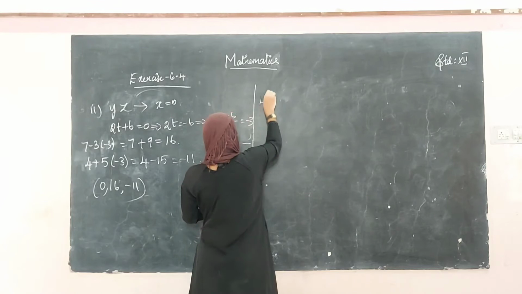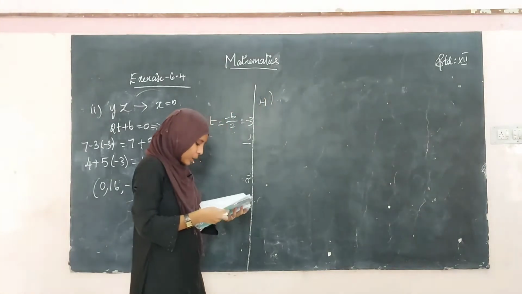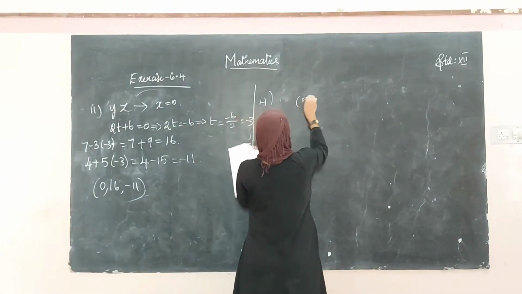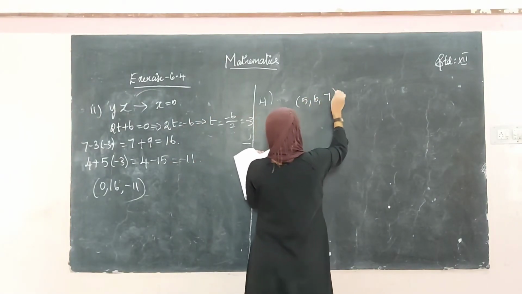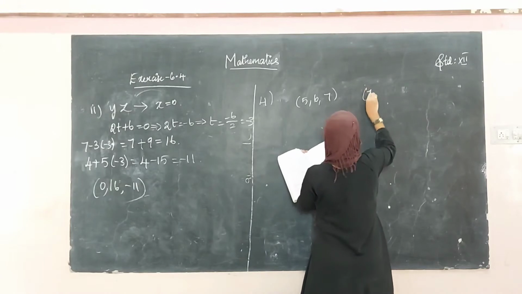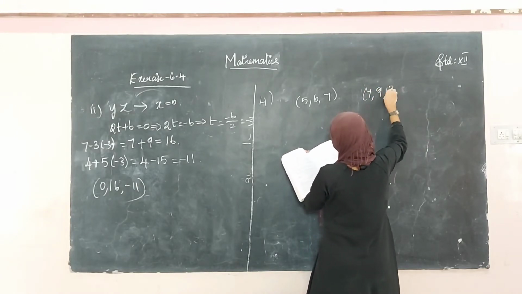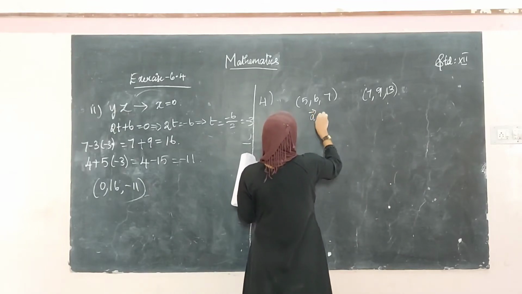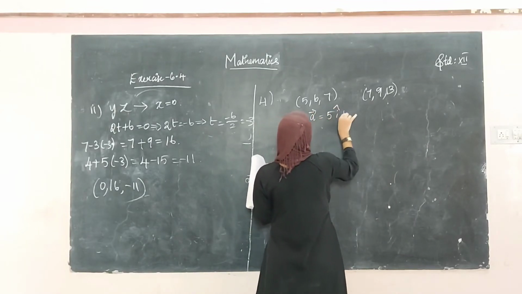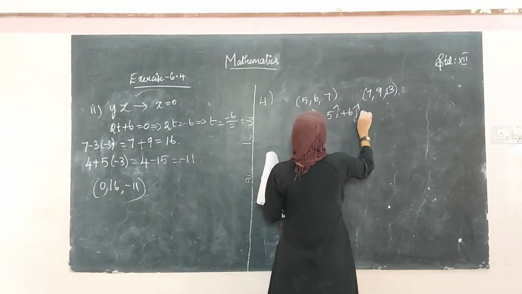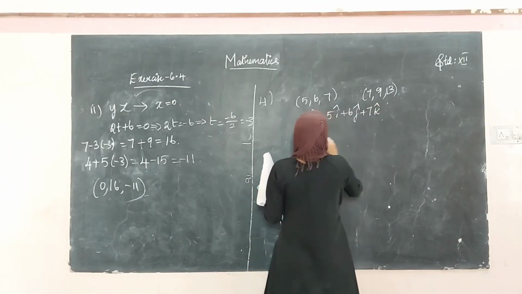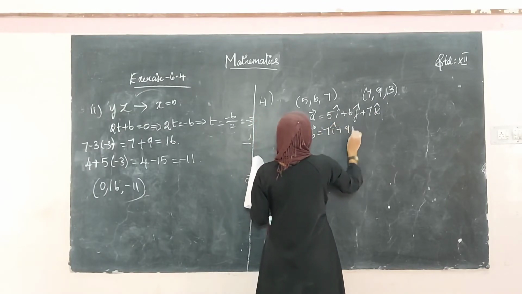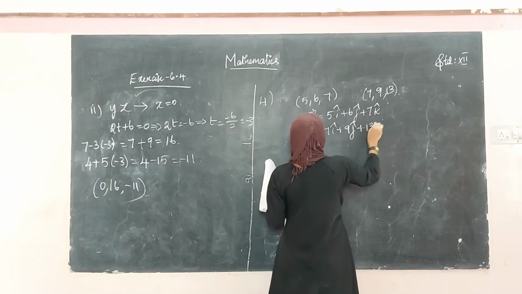See the fourth sum. Find the direction cosines of the straight line passing through the points. They have given 2 points, (5, 6, 7) and (7, 9, 13). Let us take this as A vector. A vector is equal to 5 i cap plus 6 j cap plus 7 k cap. B vector is equal to 7 i cap plus 9 j cap plus 13 k cap.